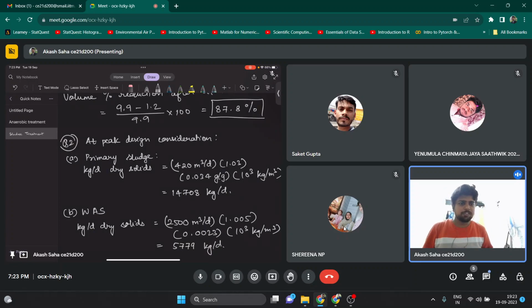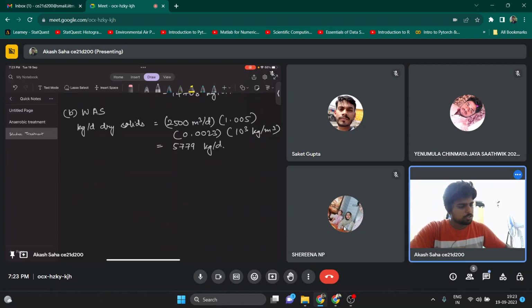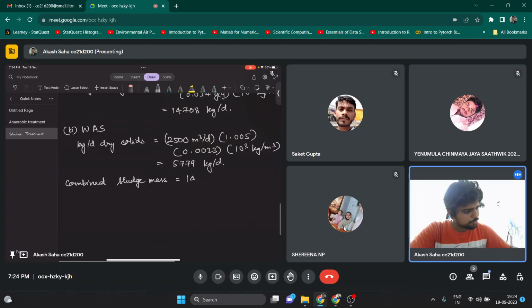So in that way we found out what my dry solid content is, because in my gravity thickener I should know how much dry solids are coming per day. So my combined sludge mass will be equal to 14708 plus 5779, which is equal to 20487 kg per day.